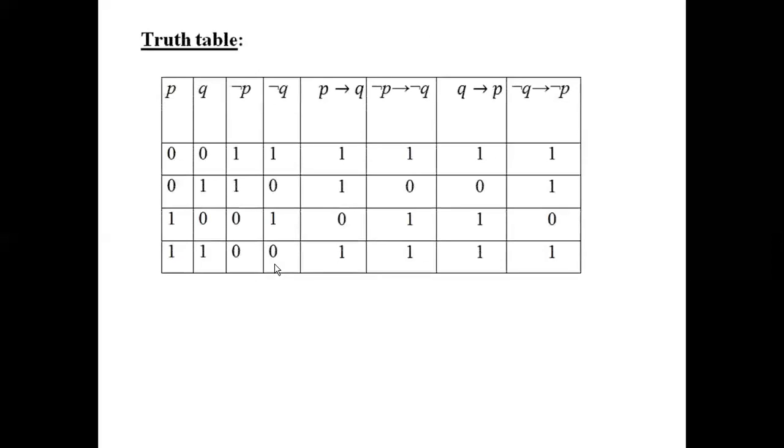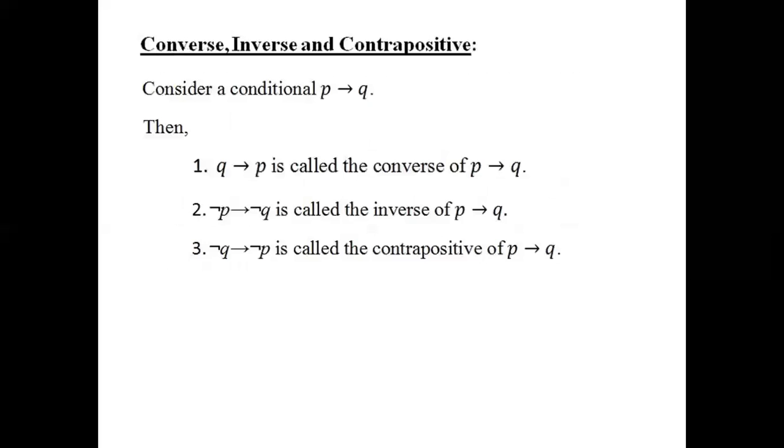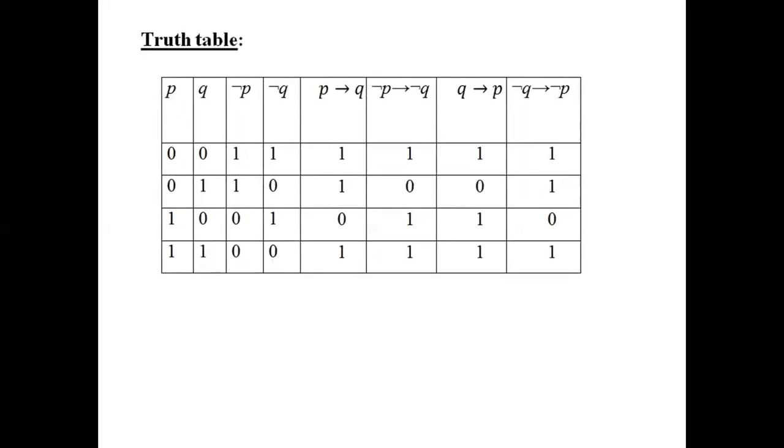The truth table for the same, that is for converse, inverse and contrapositive, is as below. Firstly, remember that converse is given by Q conditional P, inverse is given by negation P conditional negation Q, and contrapositive is negation Q conditional negation P. So we are writing the truth table for the same.